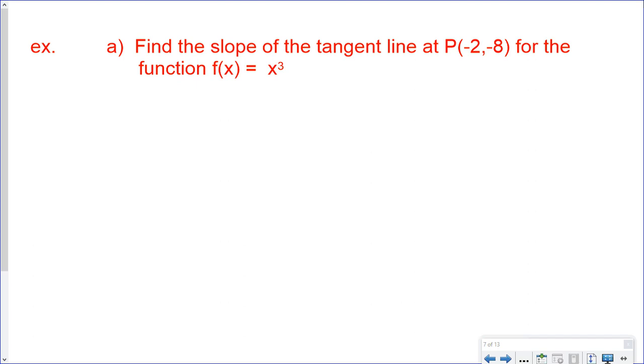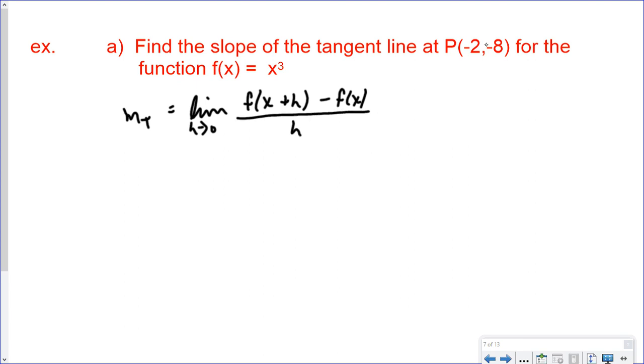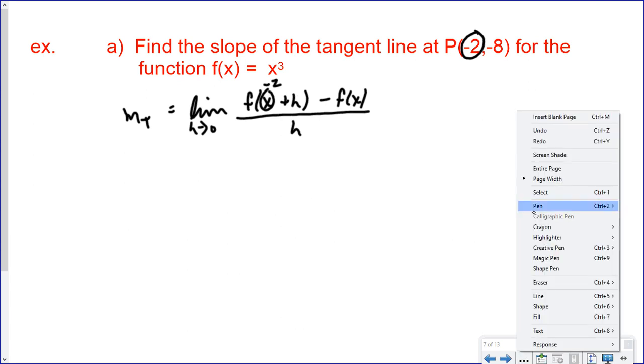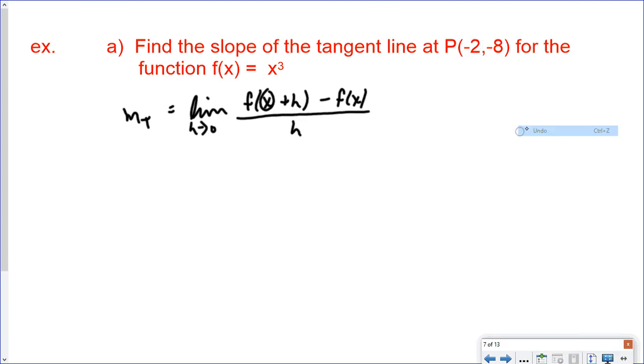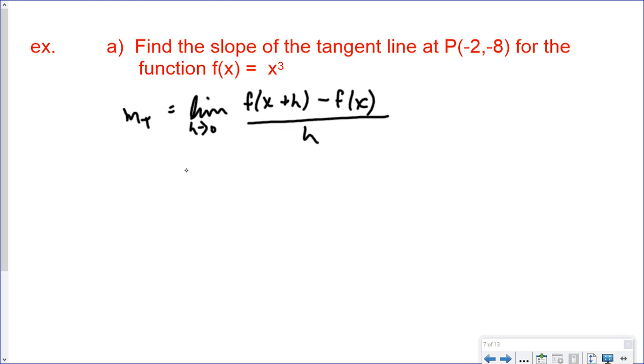Find the slope of the tangent at the point (-2, -8) for the function here. I like to do it this way. I like to develop my x plus h expression. But if you like to put the negative 2 in here, you can do that. That would be just fine if we wanted to do that. I think this is good practice though.